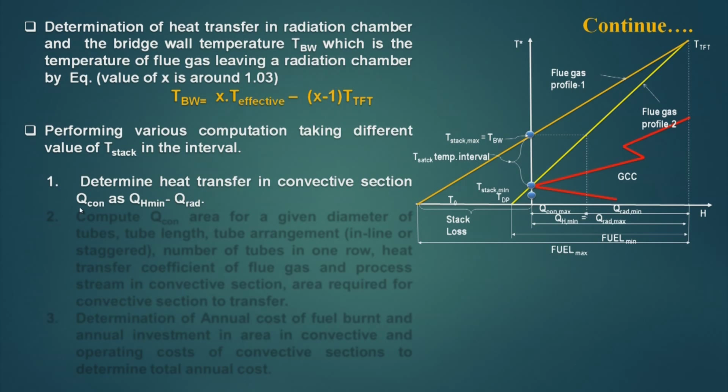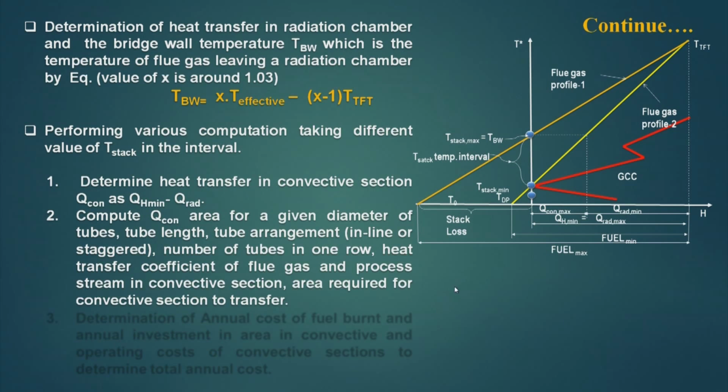So, I can find out Q convection, and once Q convection is available to us, we can design a heat exchanger which will transfer Q convection. So, we can find out the area of the heat exchanger in the convection section, which can transfer Q convection. This is the Q convection from here to here, and this is the flue gas line in the convection section.